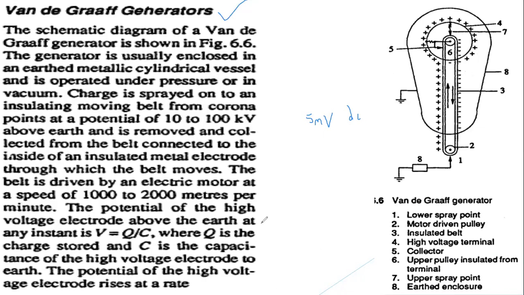Okay. So mainly we have two principles before going to discuss the operation. So I'm going to discuss the principles of operation. Actually, we have mainly two principles. The first one is that discharge takes place at sharp edges or corners. These are the sharp edges or corners, and the discharge will take place at the sharp edges or corners. That is the first principle.